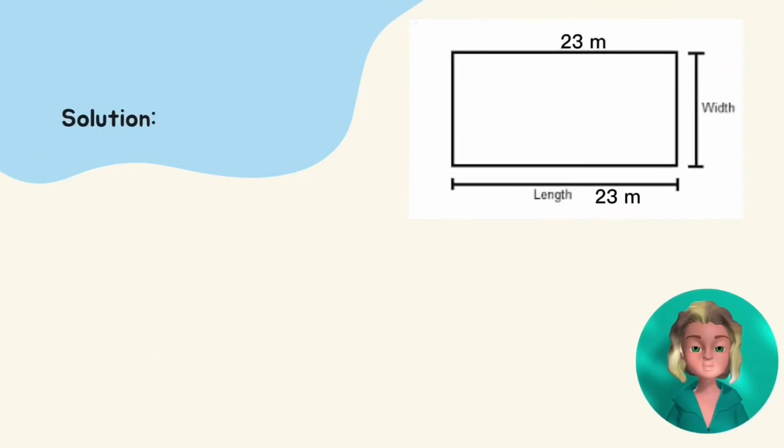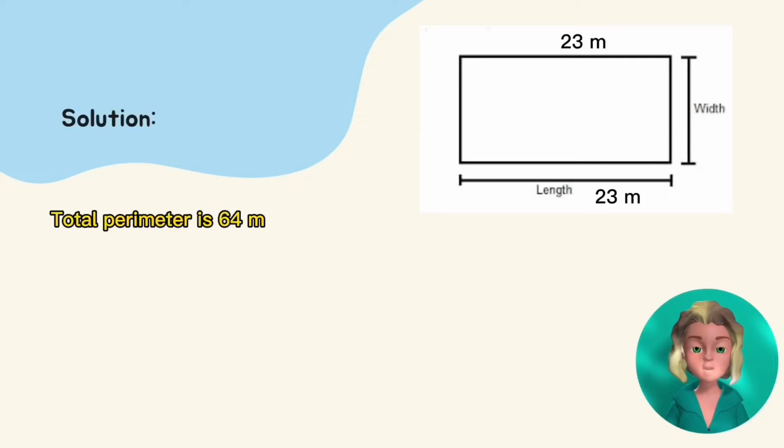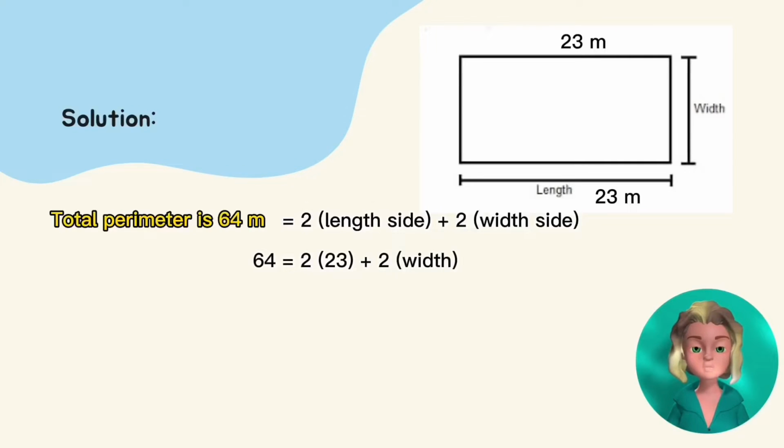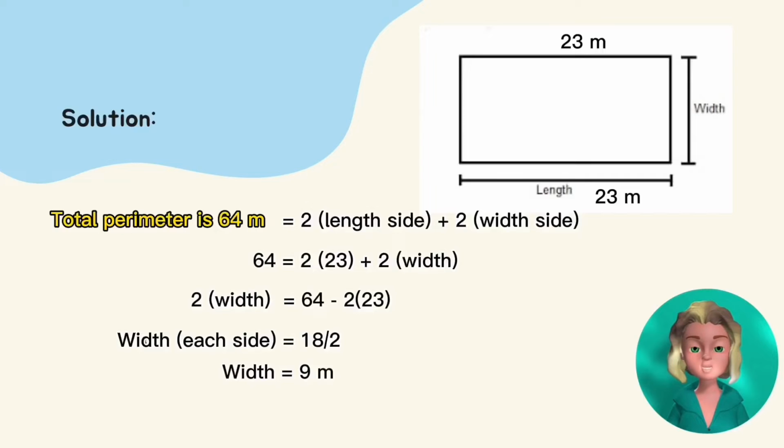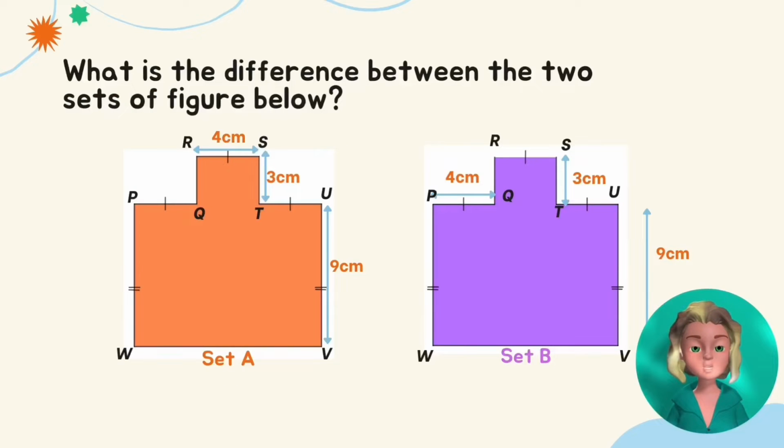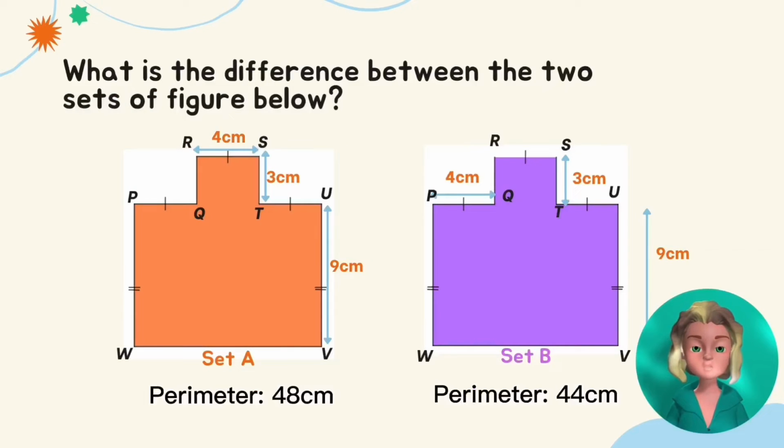Now, let's solve this question. The total perimeter is 64. That is equal to 2 times the length side and 2 times the width side. Now, substitute the value of the length, 23 meters, and now we can look for the width. Then 2 times width equals 64 minus 46, and then you get the width equals 9 meters. What is the difference between the two sets of figures below?